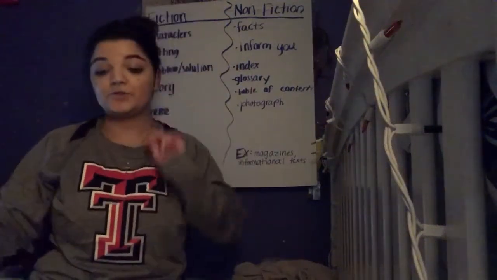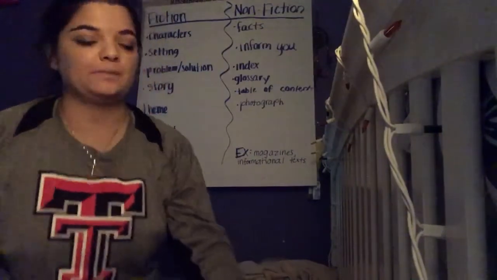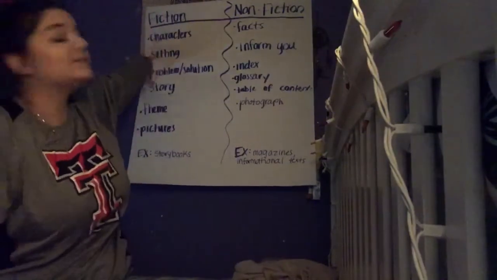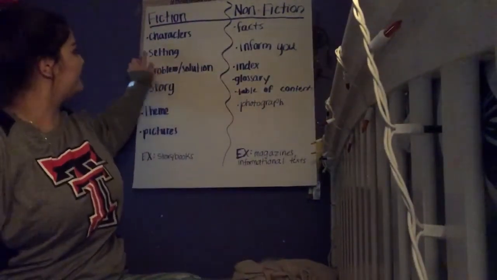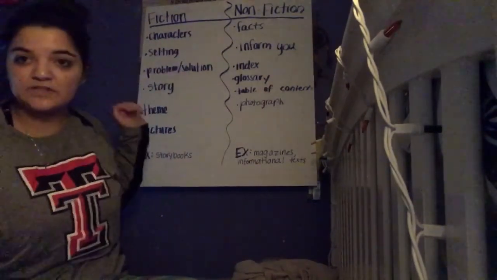Today in reading, we're going to be doing a book sort about what we've been learning so far about fiction and nonfiction. So while we're sorting our books, please look at our anchor chart so you don't get confused. So far we know that fiction has characters, setting, problem, and solution.